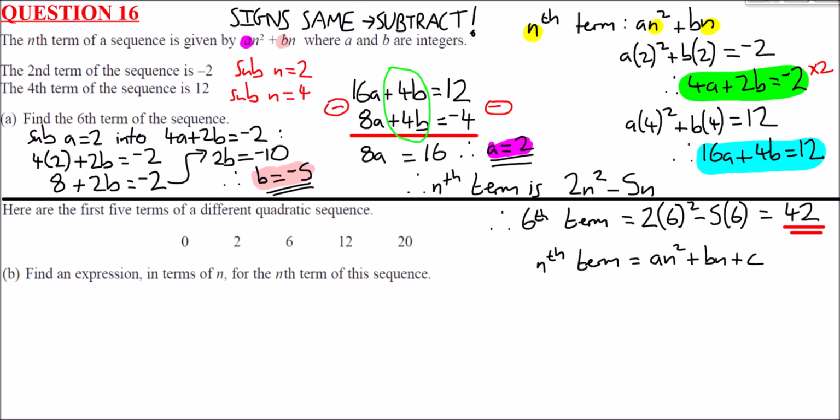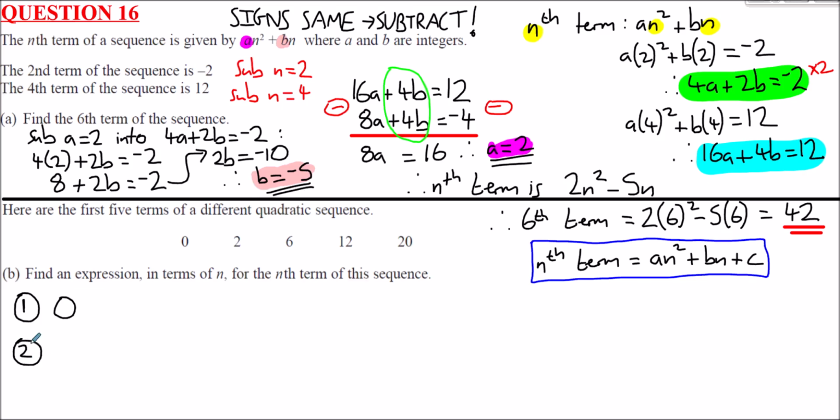It's essentially a generalization of the quadratic formula, just when n is a whole number instead of x being any real number. So the nth term is an squared plus bn plus c, where a, b and c are the numbers we need to find. So the first term is 0. We just need to pick the first three terms. The second term is 2. The third term is 6.